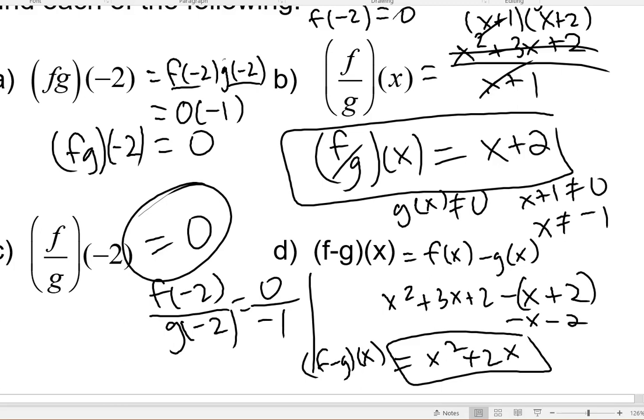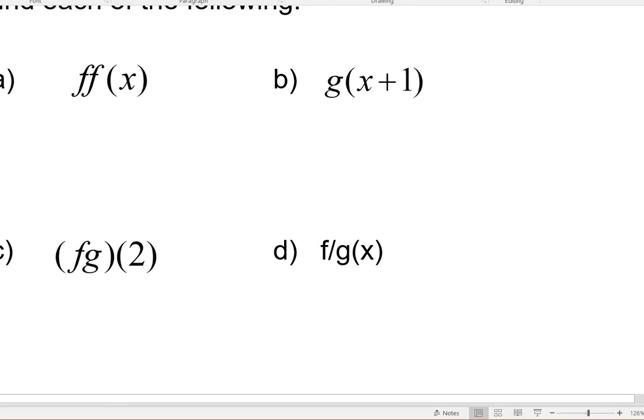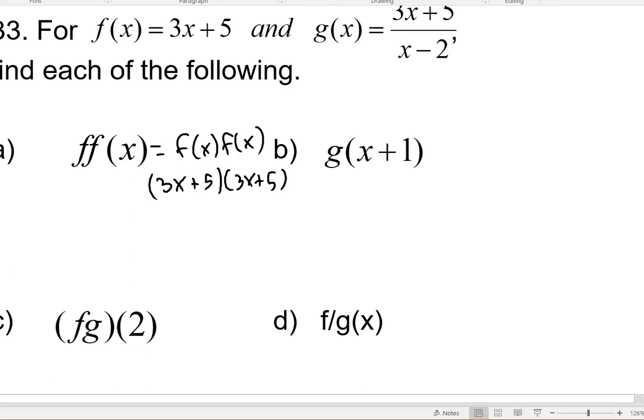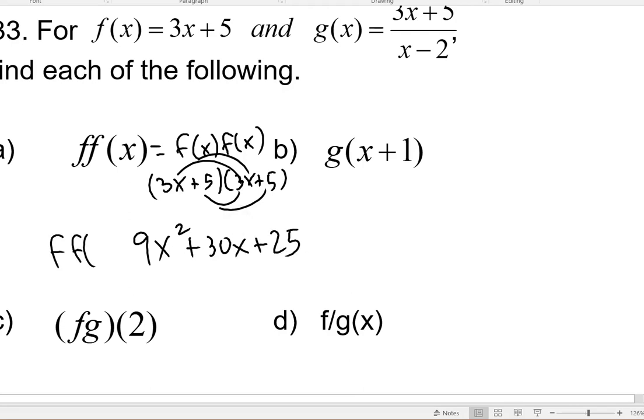Last page. ff of x. What does ff mean? F of x times f of x. That would mean 3x plus 5 times 3x plus 5. We would distribute that, get 9x squared plus 30x plus 25, and that would be ff of x.